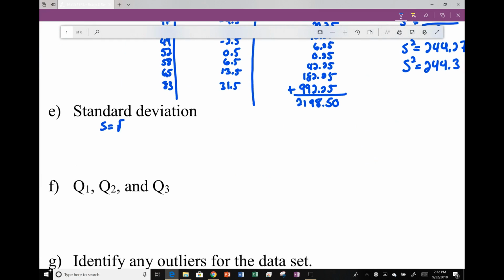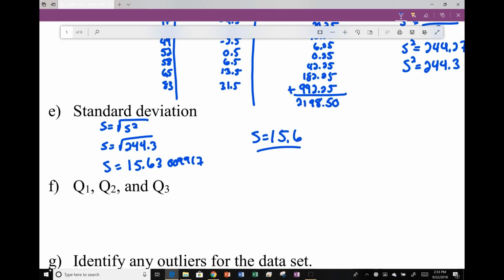Standard deviation is the square root of our variance. So I'm going to take the square root of this value that we just found, 244.3. So the standard deviation is going to be 15.63009917. We want it rounded to one decimal place because our data is whole numbers. So our standard deviation is 15.6. And these are all the number of bottles sold per day of raspberry iced tea.